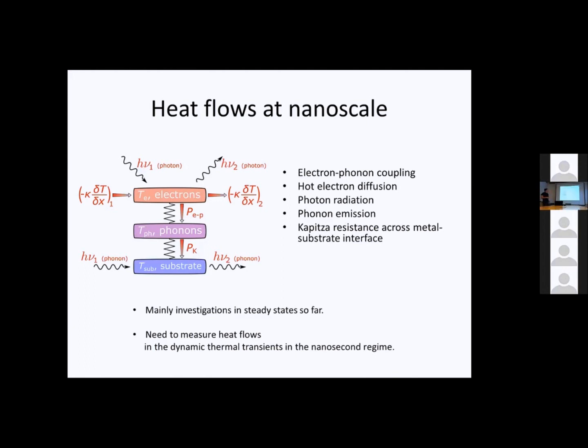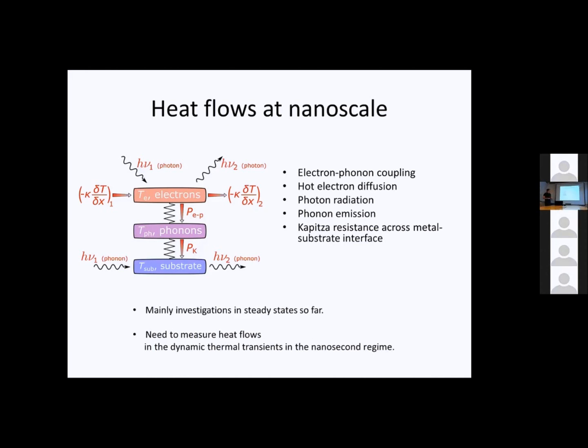And phonons in the nanostructure don't need to have the same temperature as phonons in the substrate. Here, Kapitsa resistance plays a role. And finally, once we excite these phonons in the substrate, they can go between two nanostructures which are galvanically not connected, but they can transport heat from one part of the nanostructure to another. So these are the fundamental processes that we can study. We want to know their dynamics, so I want to measure them in the time domain.